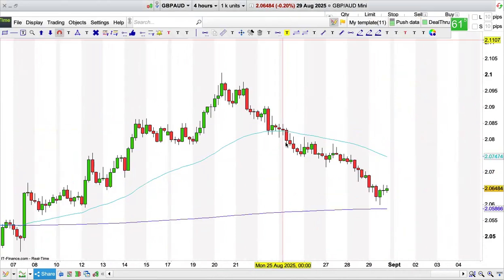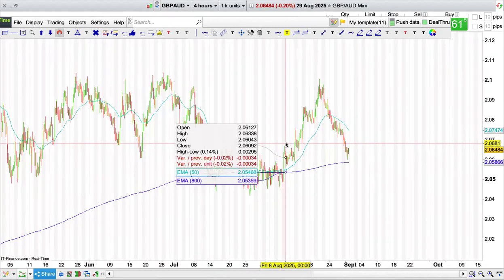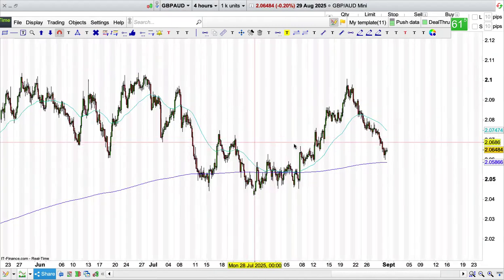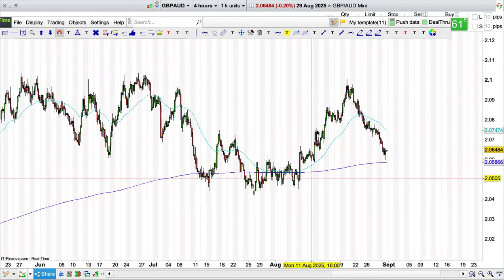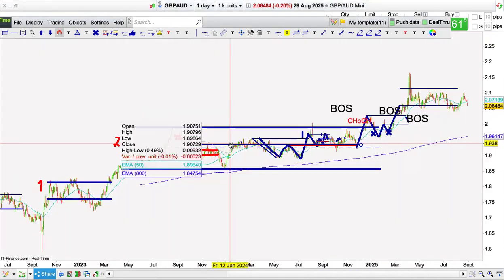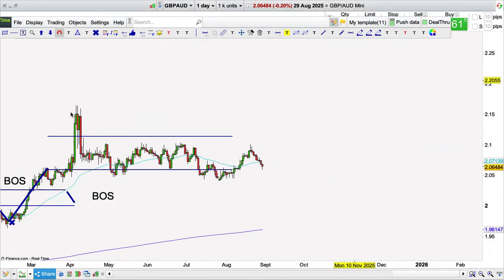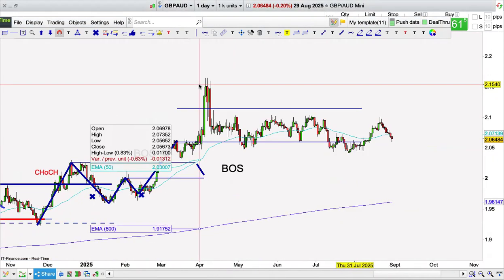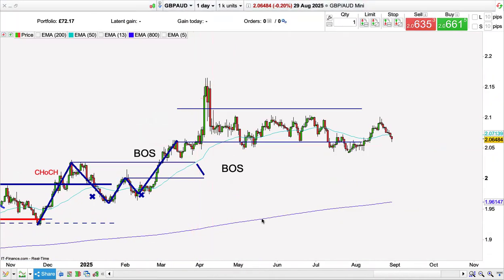GBP AUD. It's another one that isn't giving me much, this just isn't showing me much. You know, I want to see clear structure. Not able to see that. Targeted entry is off the 50. We'll keep an eye on these things. We're monitoring them every day.